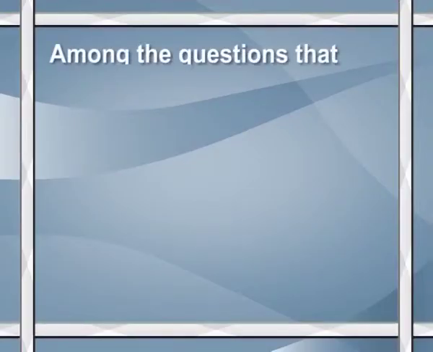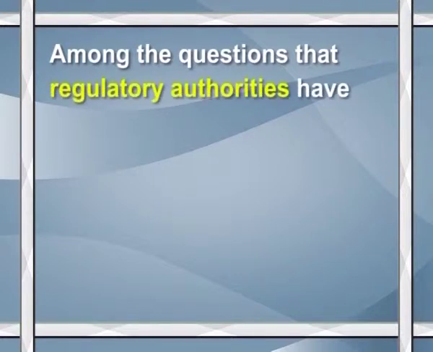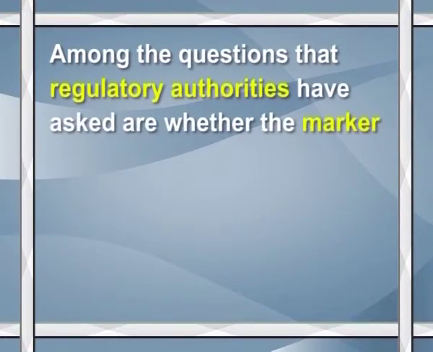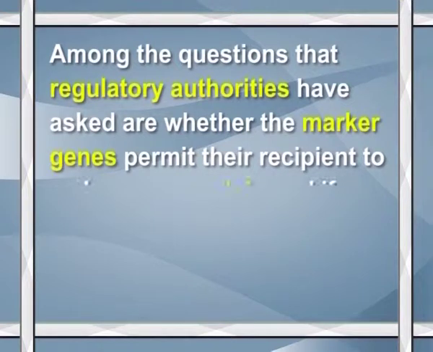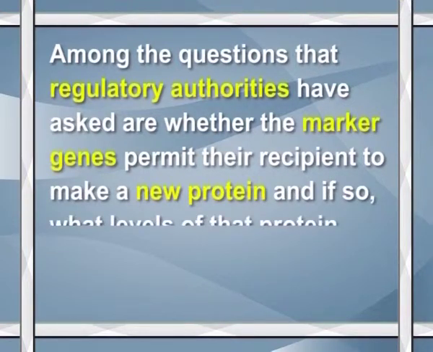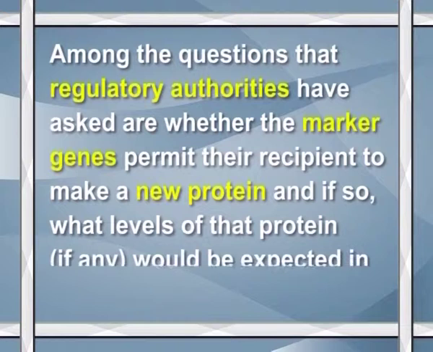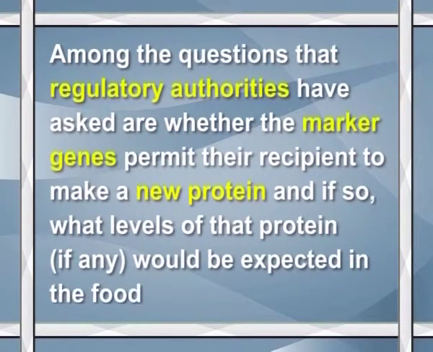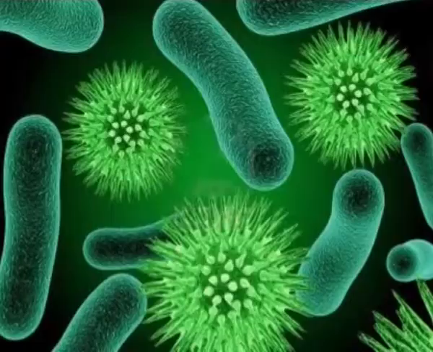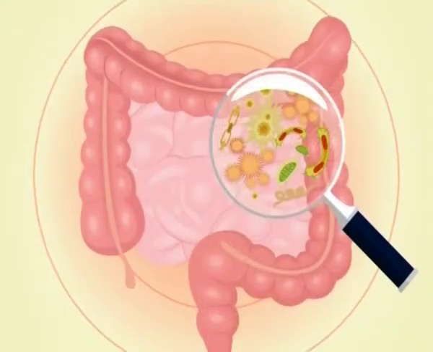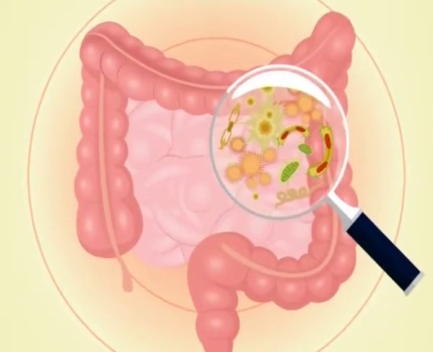Among the questions that regulatory authorities have asked are whether the marker genes permit their recipient to make a new protein, and if so, what levels of that protein, if any, would be expected in the food. Could that protein have any unwanted effects? Finally, is it at all likely that the marker gene could be transferred to other organisms such as microbes in the intestine of the consumer?